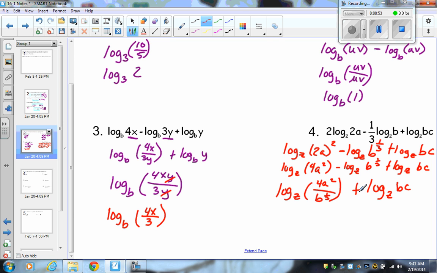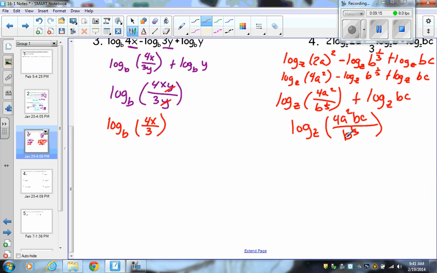Addition means to multiply, so that's going to give me the log base z of 4a squared bc all over b to the 1/3. Now we have the b up top and the b on the bottom, so this is really b to the first. So b to the first minus b to the 1/3 is b to the 2/3. So my final answer is just log base z of 4a squared b to the 2/3 z.